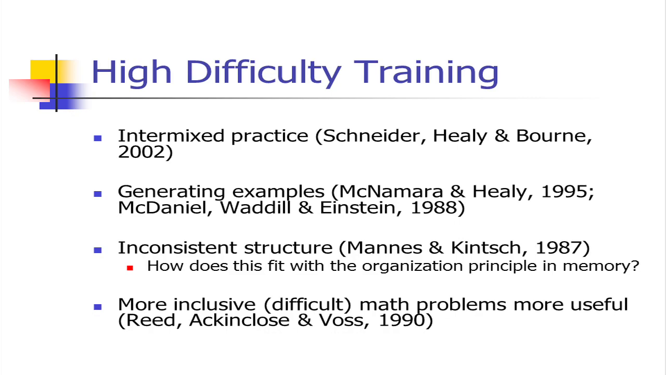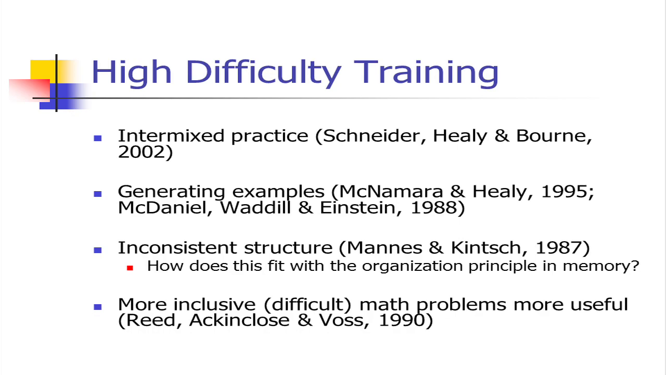Some of the support for high difficulty training: it turns out intermixed practice is useful for your learning. In this study, people were learning French, and rather than have all French to English or all English to French, they had to do both. If they saw a French word, they had to come up with the English word. If they were shown an English word, they had to come up with the French word. They didn't know which kind of word they were going to get, versus the other groups, who were given all French to English or all English to French. Those given both mixed together actually learned the French words better.